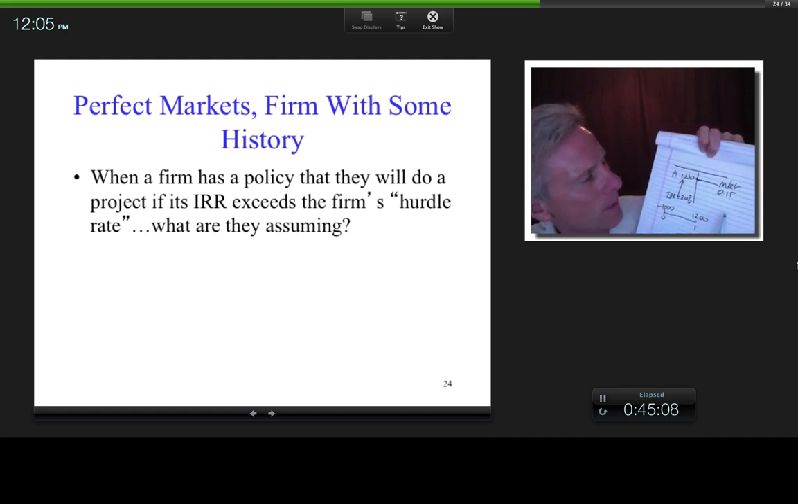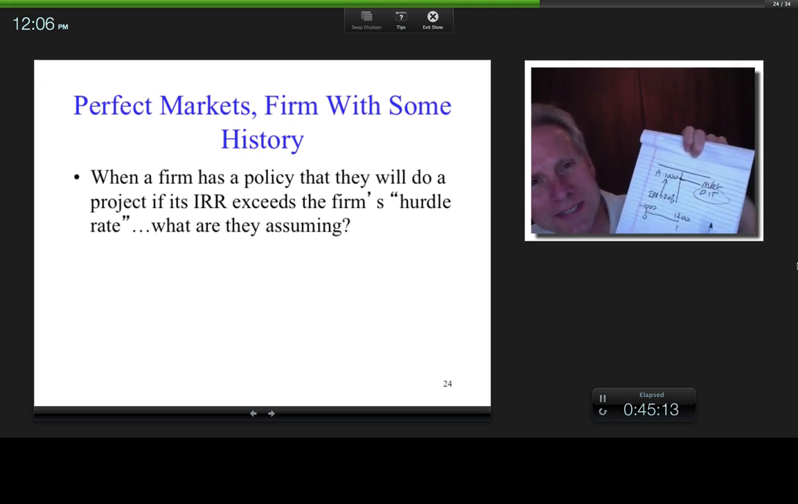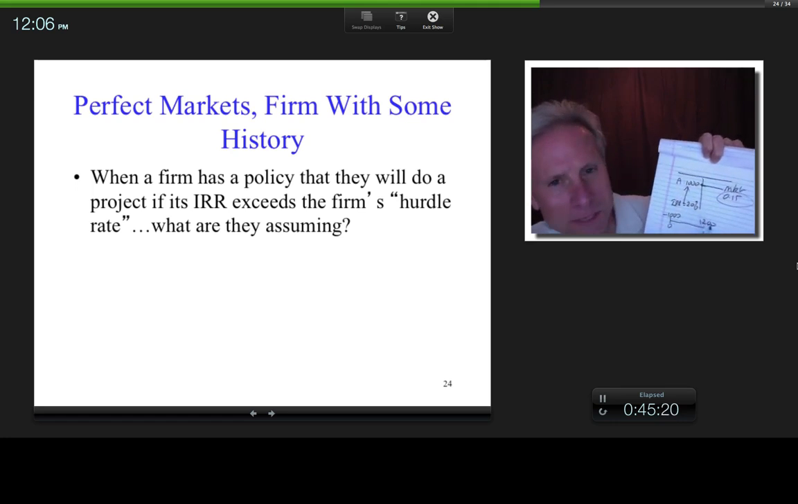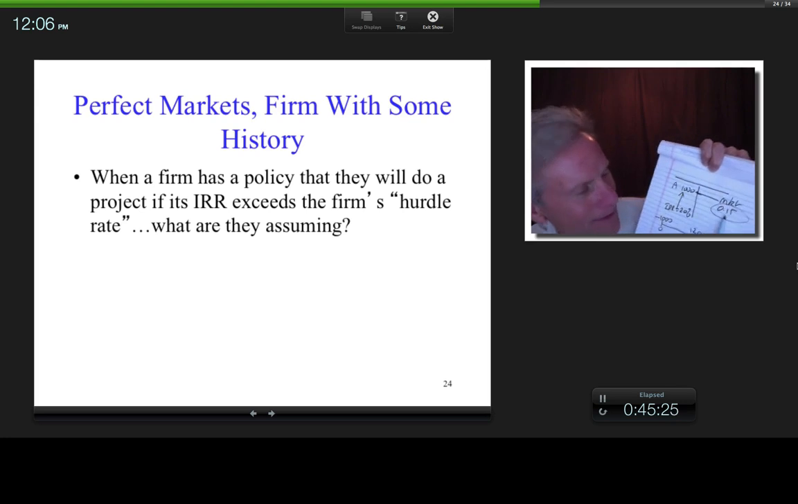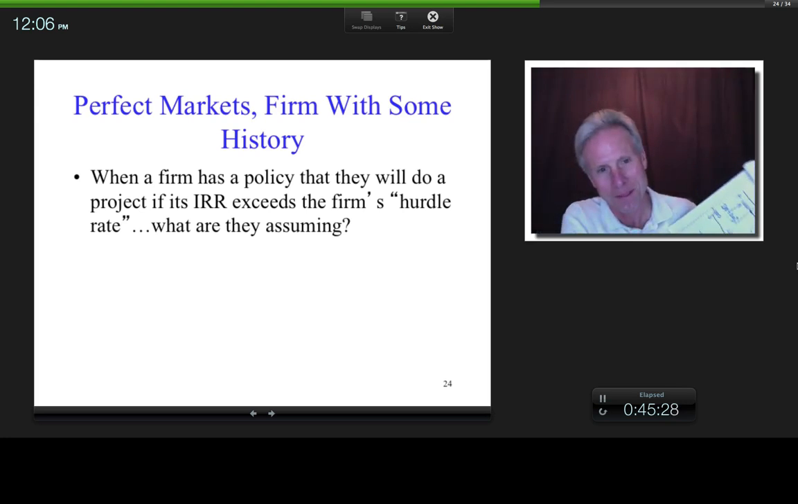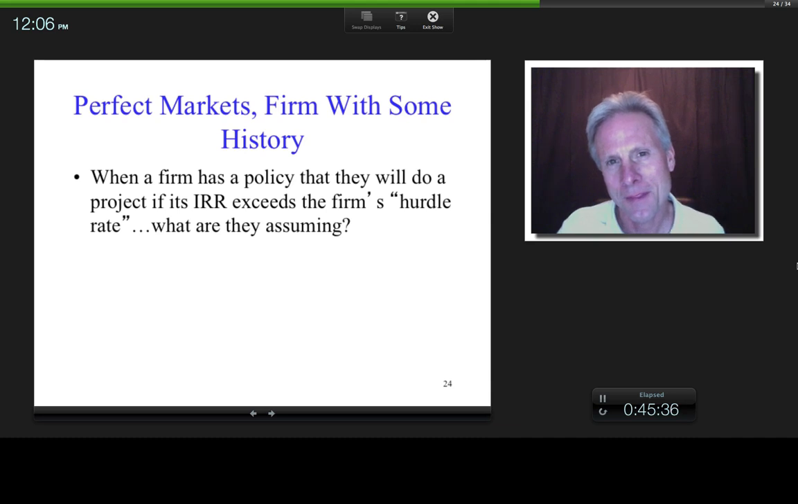So what some companies do is, well, they have this 15%, which represents, they call it a hurdle rate. It represents the discount rate for the firm as a whole. But then they'll take a specific project and they'll say, all right, well, if the internal rate of return is greater than this hurdle rate, then we'll do it. But when they have that sort of policy, what are they assuming? Or are they assuming anything about the risk of the new asset relative to the risk of the existing firm?